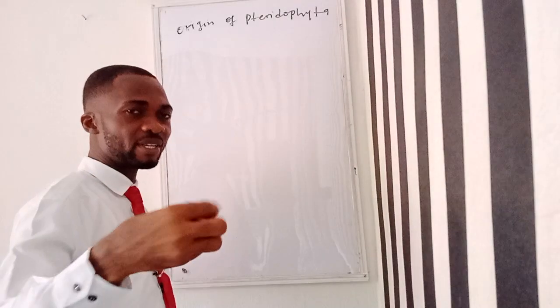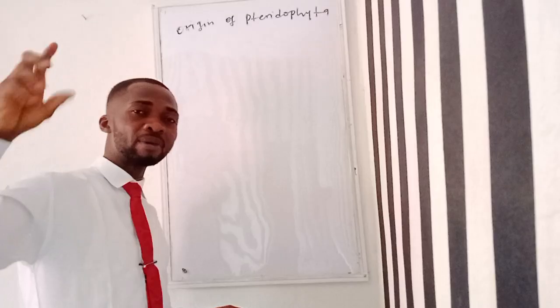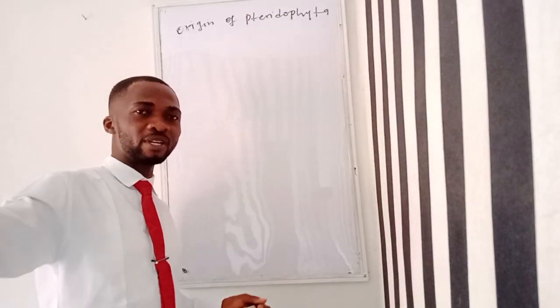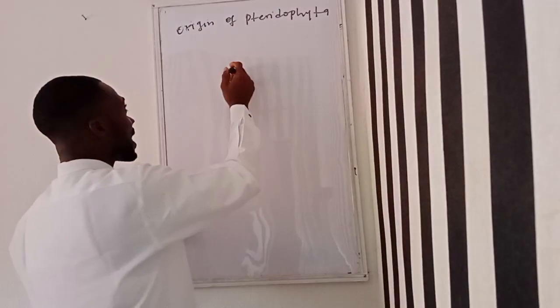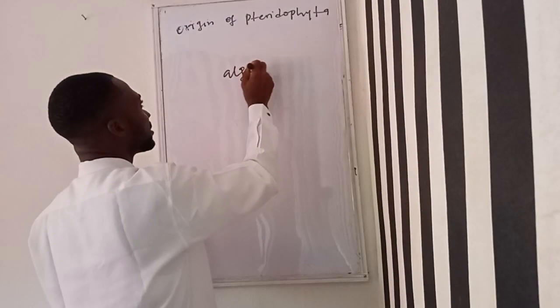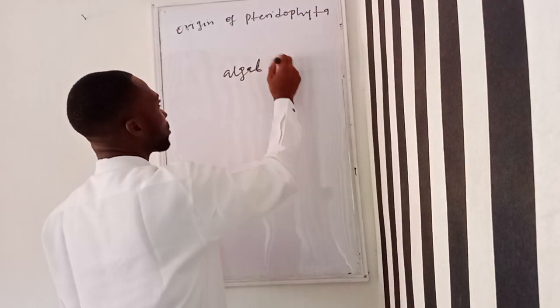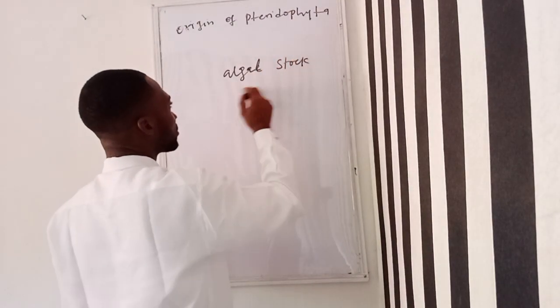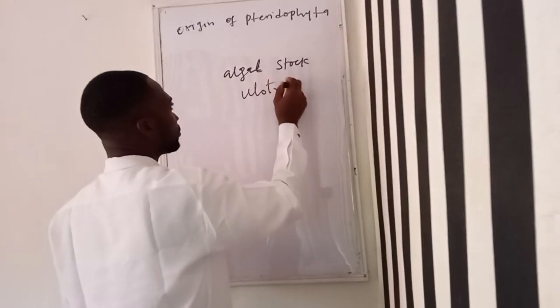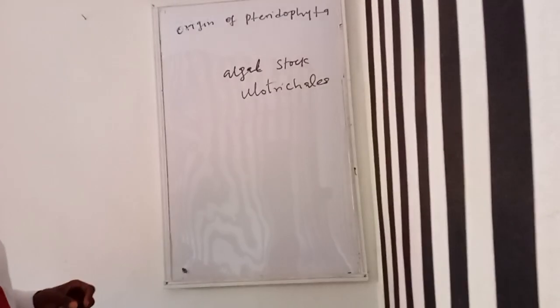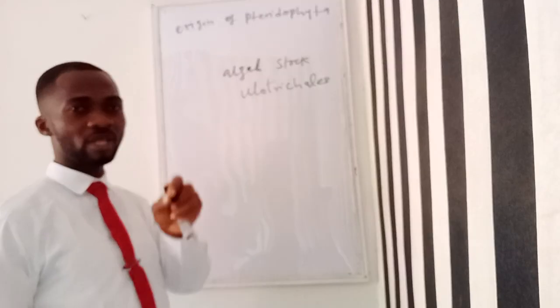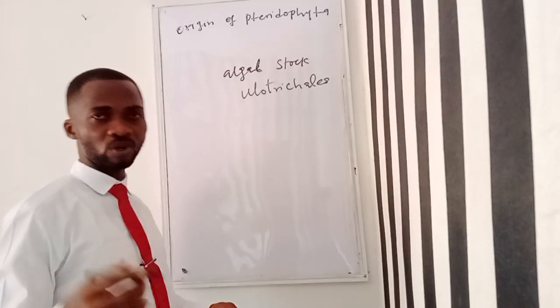But some other scientists still believe that Pteridophyta originated from the same algal stock where Bryophyta originated from. Remember, we talked about the algae stock that is called Eulotrichus. So there is an order of algae that is called the Eulotrichus.